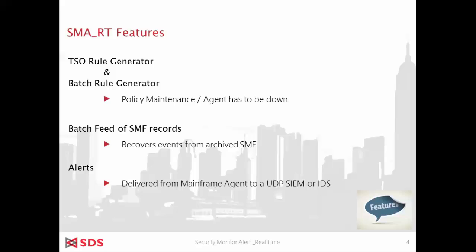Then there is also a batch feed of SMF records, which I think is pretty cool. You can recover events from an archive, any SMF events that have been archived. So even although right now you may not have a z/OS SIEM collector, or you're not sending events from z/OS to your enterprise SIEM, let's assume you want to go back a year or two and see what transpired. You can take those archived SMF records, feed them through the product, and we can give you some insight as to what occurred a year or two ago. So that is possible on the product. Then the alerts are delivered from the mainframe agent to a UDP SIEM or to an IDS, which is possible on the product as well.